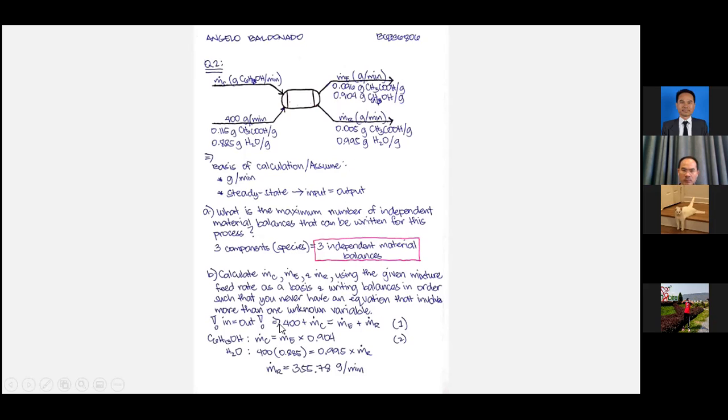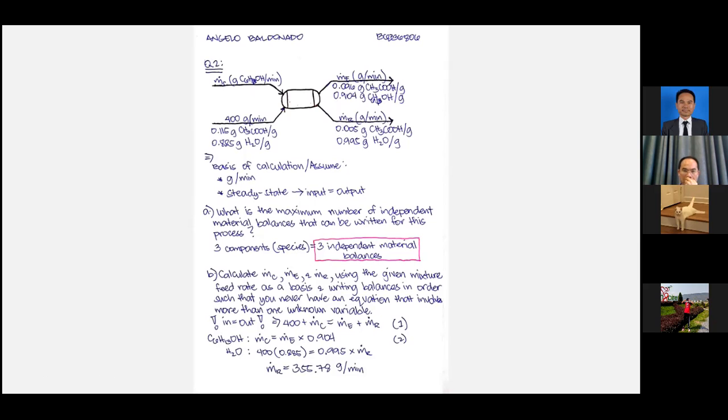So let's start by having a material balance for the... excuse me, Ajahn. What is this C6H13OH? I forgot. Hexanol. Okay.